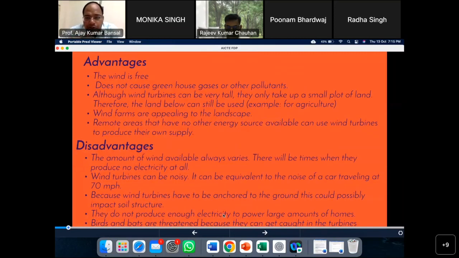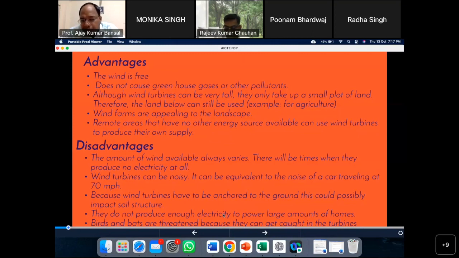The major advantage associated with wind energy is that wind is freely available. It does not cause greenhouse gases or other pollutants to be released into the environment. Although wind turbines can be very tall, they only take up a small plot of land because they are constructed vertically and require very little land for construction. They do not use horizontal surface, and the land below can also be used for various other purposes, for example agriculture. And wind farms are appealing to the landscape. They give a beautiful structure to the land, and wind energy can easily be used in remote areas where other sources of energy are not available.